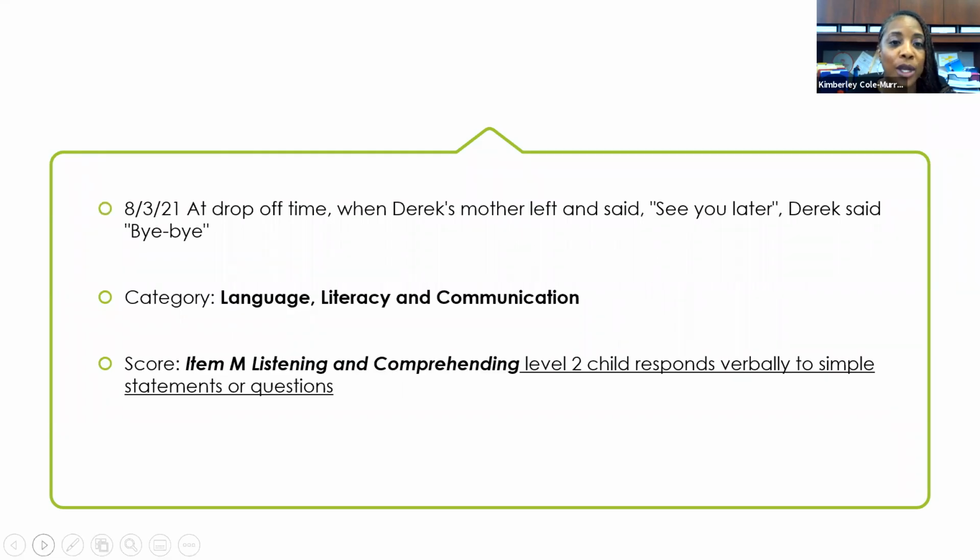So we have another example here. This example is with Derek, whose mother said, "See you later," and Derek said, "Bye-bye." For this note, I am going to score it under the category language, literacy, and communication, and under item M, listening and comprehending. This is a level 2: child responds verbally to a simple statement or question. So when his mom said, "See you later," he responded with "bye-bye," showing that he understood, he's able to comprehend what his mother said and to respond appropriately to what she said to him.